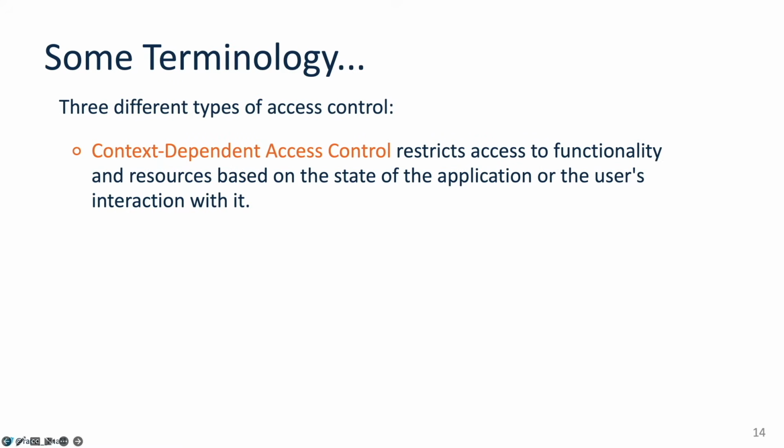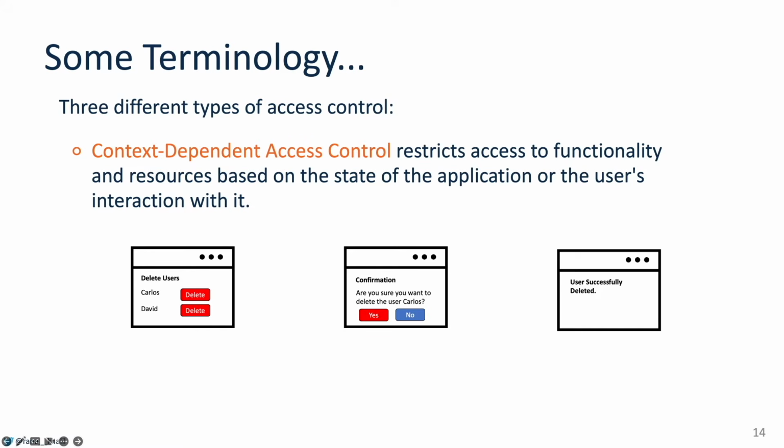The third and last type of access control is context-dependent access control. This type of access control is used to restrict access to functionality based on the state of the application or the user's interaction with it. So imagine you have a multi-step process for deleting users.